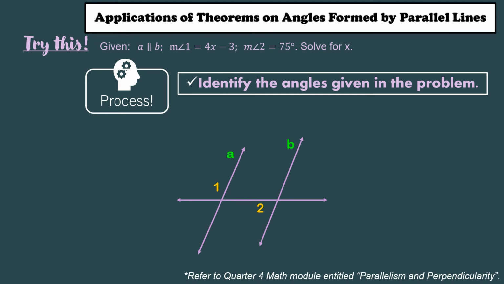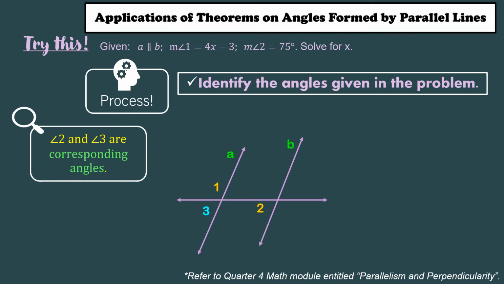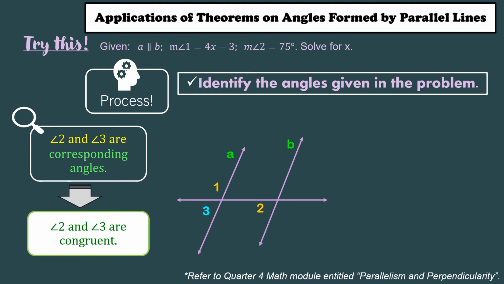So what kind of relationship do angles 1 and 2 have? To answer that, let us name an angle 3 on the figure and learn about the relationship of angles 1 and 2 based on their relation with angle 3. From their location on the figure, we see that angles 2 and 3 are corresponding angles since they are non-adjacent, interior and exterior angles that lie on the same side of the transversal. This means that angles 2 and 3 are congruent, or have measures that are equal to each other.